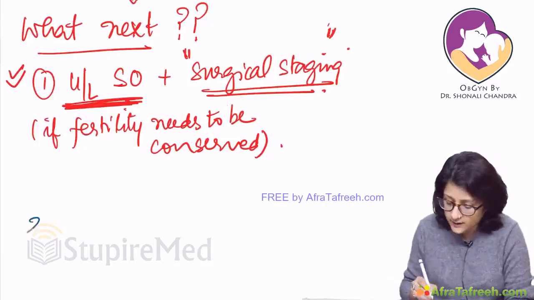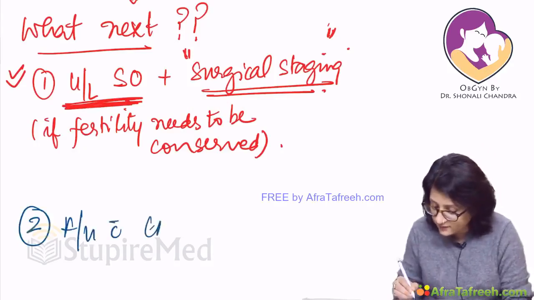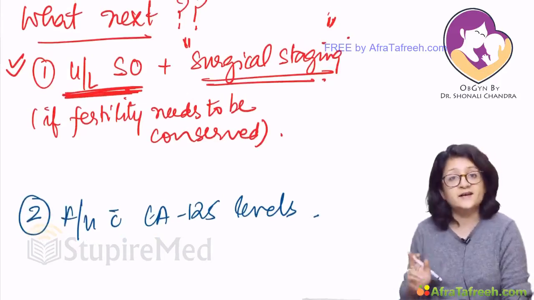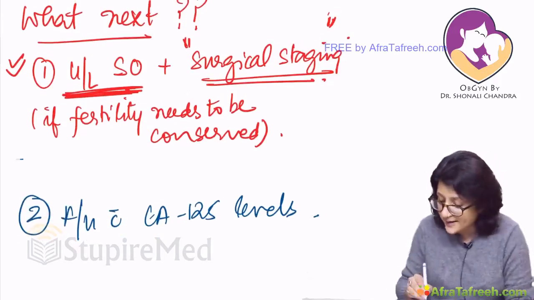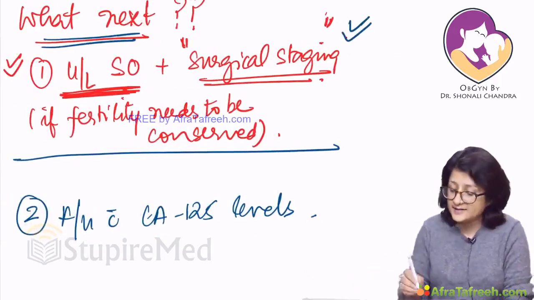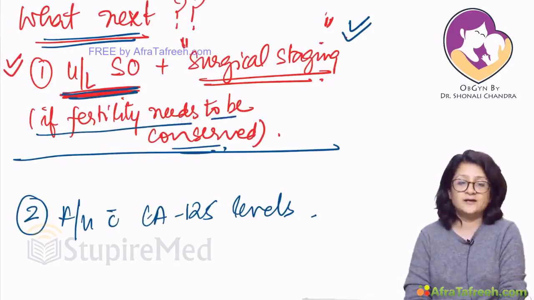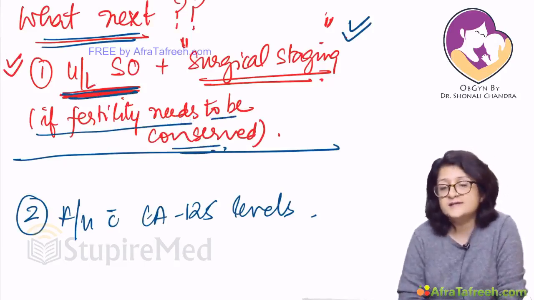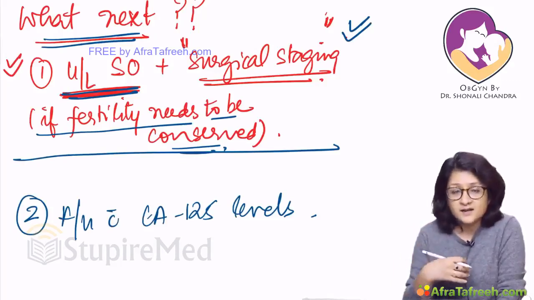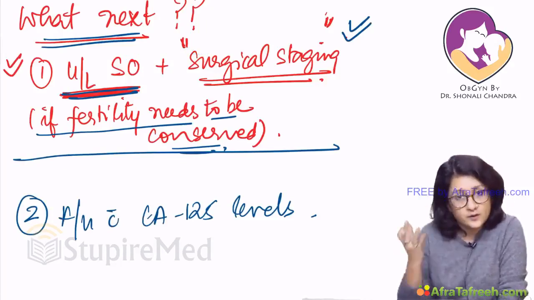If this is not an option, then the second choice could be follow up with CA125 levels. Follow up with CA125 levels is my second choice. The best thing to do in this scenario is a completion surgery. But yes, since fertility needs to be conserved, we can go for a unilateral salpingo-oophorectomy plus surgical staging. According to the surgical staging results, if it comes out that the disease has been upstaged, then our treatment will change, all right? But we're not going into the details of that.